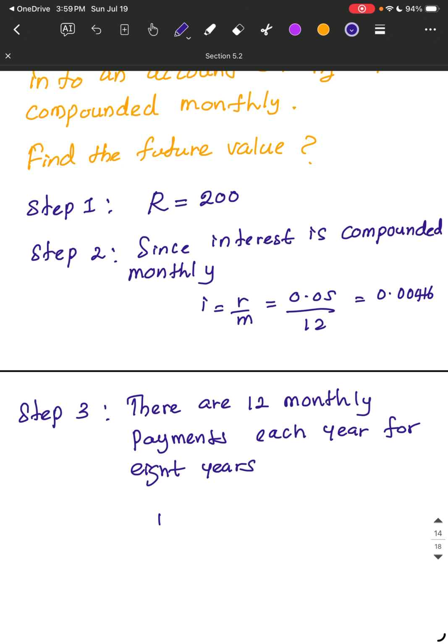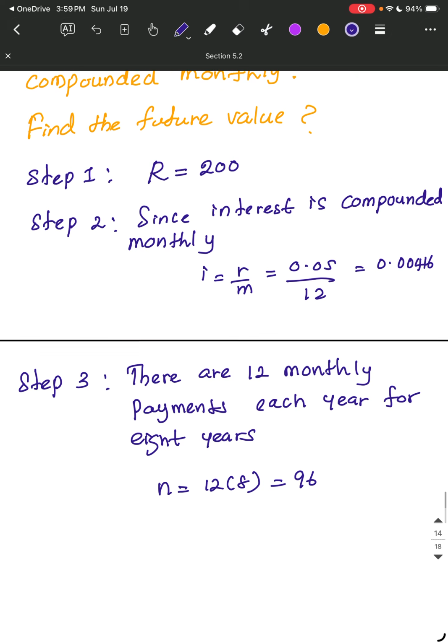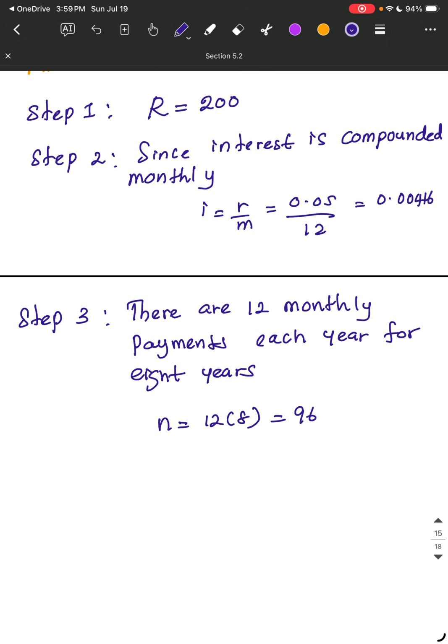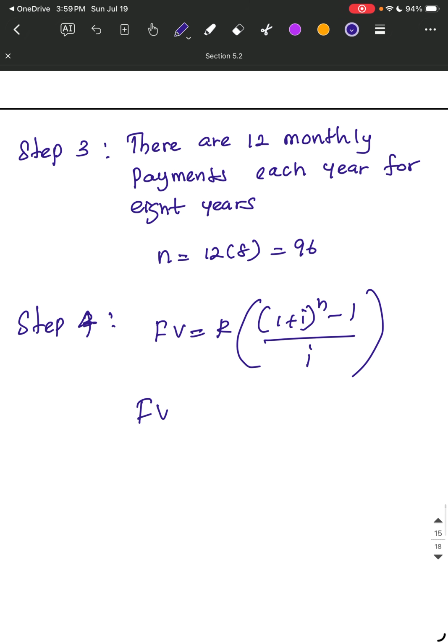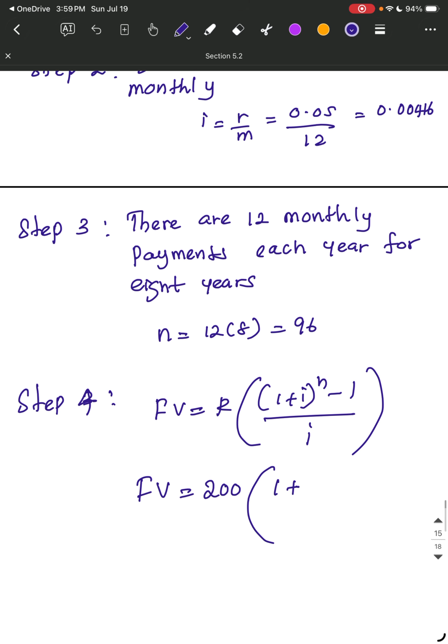Then step 4, substitute into the formula. FV equals R times (1 plus i to the power n minus 1) over i. So the future value, R is $200, 1 plus i, I would like to use 0.00416, to the power 96, minus 1. What about the final value?